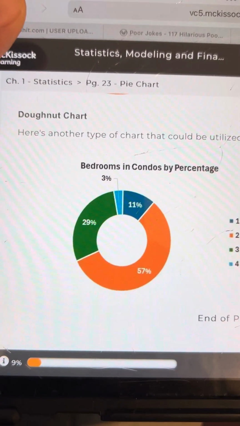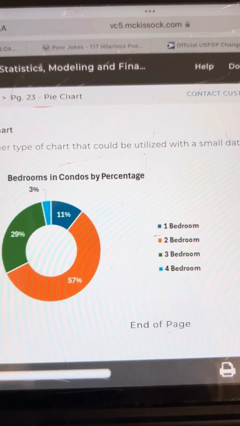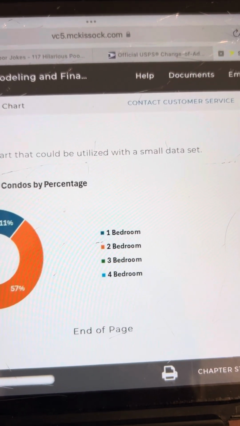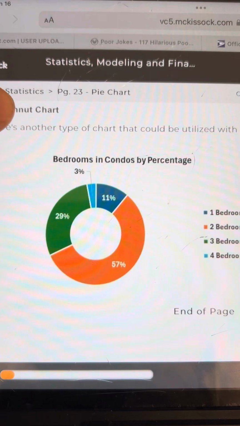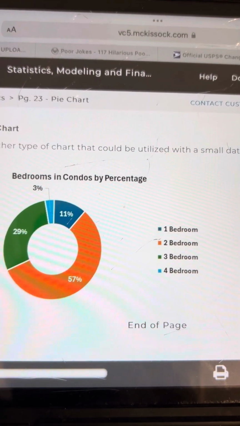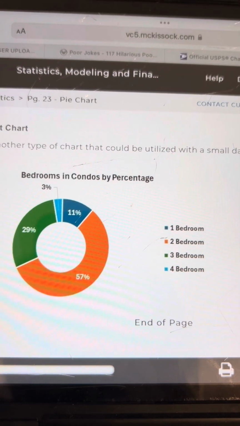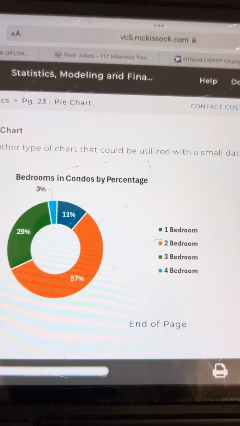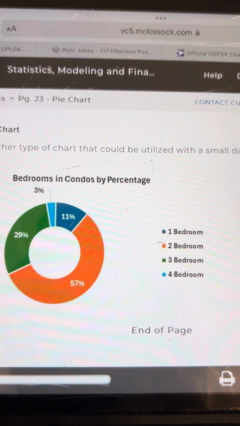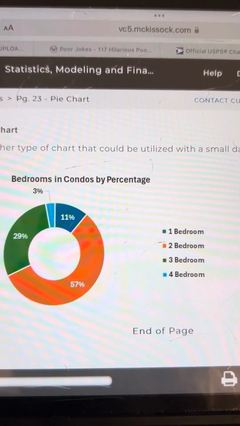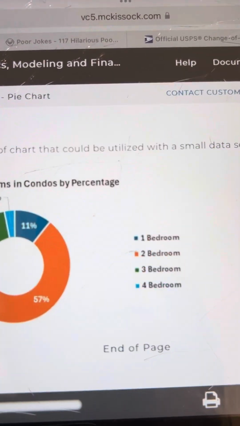Donut chart. Here's another type of chart that could be utilized with a small data set. For 2 bedrooms, it was 57%. For 3 bedrooms, it was 29%. For 4 bedrooms, it was 3%. And for 1 bedrooms, it was 11%. End of page.